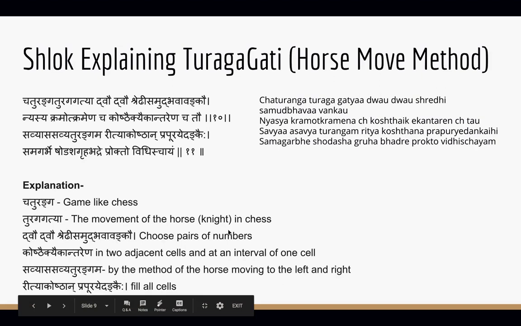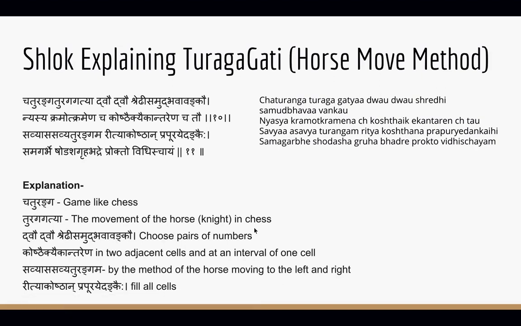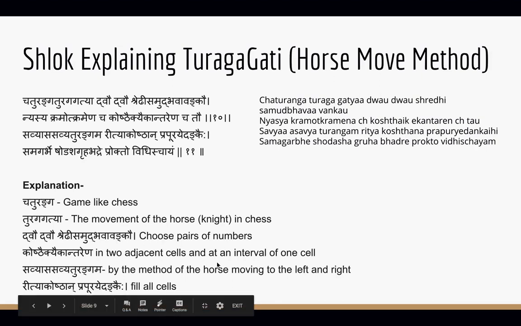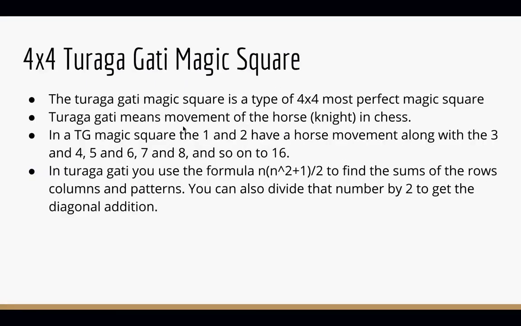So in a game like chess, the movement of the horse is right, and choose pairs of numbers in two adjacent cells and at an interval of one cell. By the method of the horse moving to the left and right, fill all cells. So this is the sloka explaining Turagagati. Now the 4x4 Turagagati magic square. The Turagagati magic square is a type of 4x4 most perfect magic square. Turagagati means movement of the horse or knight in chess, like I said before.